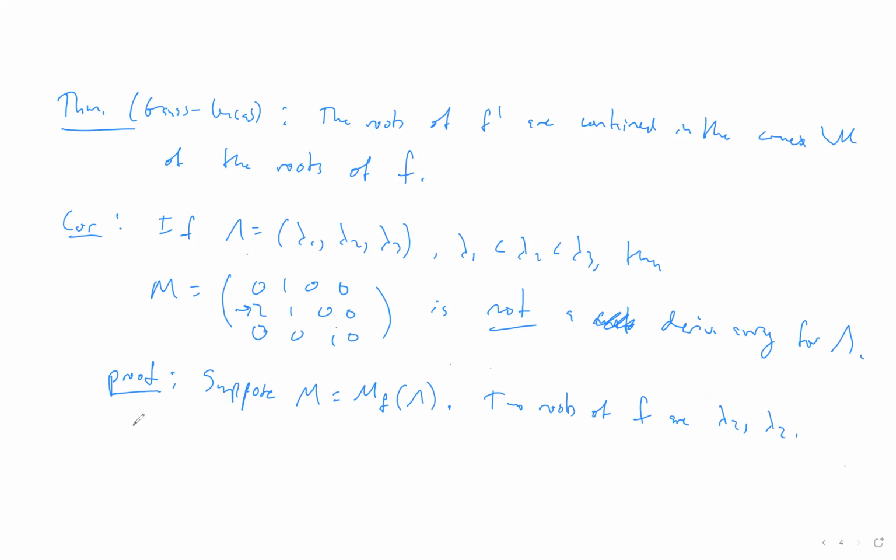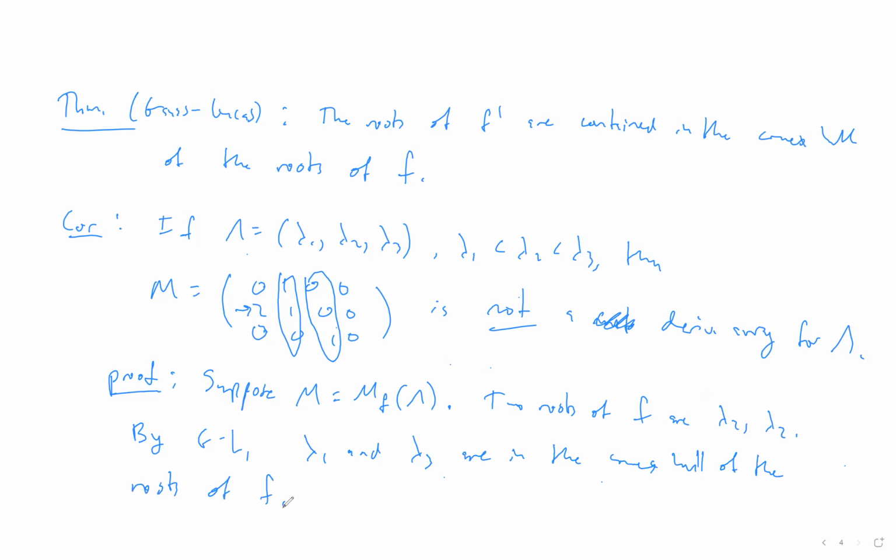Okay, so by Gauss-Lucas, if we look at this second column here, we know that lambda 1 has to be in the convex hull of the roots of f. But then if we look at the third column, we see that lambda 3 also has to be in the convex hull of the roots of f. So by Gauss-Lucas, lambda 1 and lambda 3 are in the convex hull of the roots of f. But this is going to be clearly impossible.